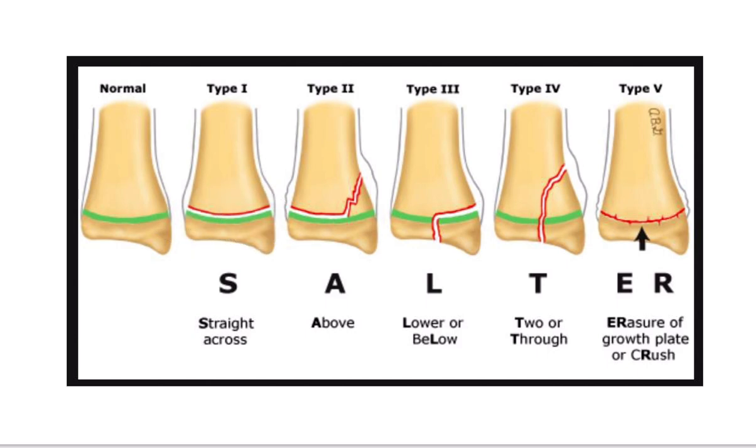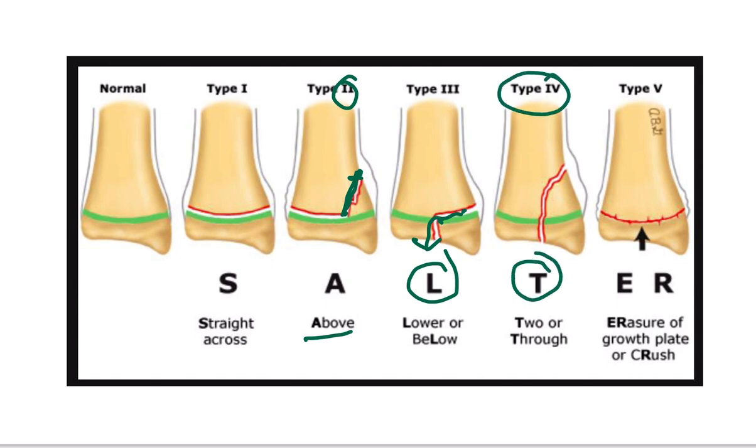In case of type 2 it is above. That means the fracture goes above the growth plate. In case of type 3 it is lower. That means the fracture goes lower, or below, the growth plate. In case of type 4 it is through, or T. That means it goes through both the upper part of the bone and the lower part of the bone.